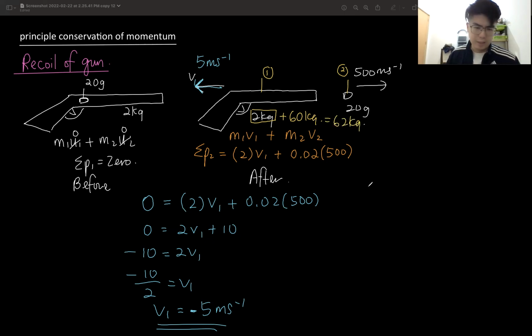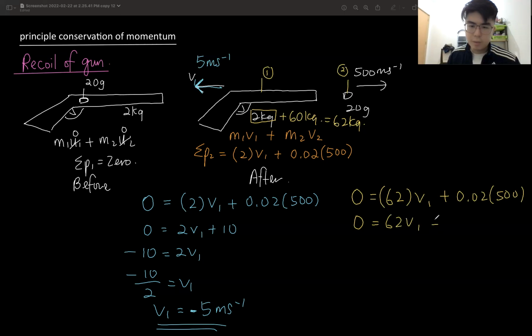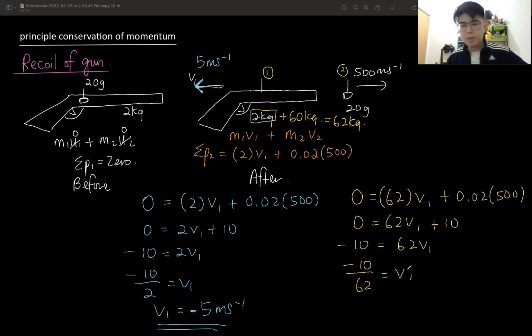Okay, then again, we put in the formula. 0 equals, instead of 2, it becomes 62 V1 plus 0.02 times 500. 0 equals 62 V1 plus 10, minus 10 equals 62 V1, divided by 62 equals V1. What is this? 0.161. Your V1 equals minus 0.161.